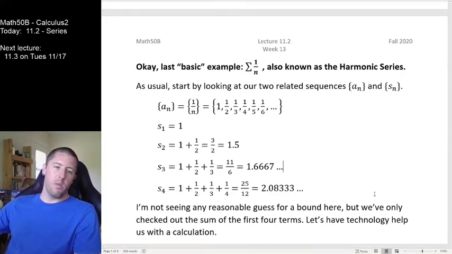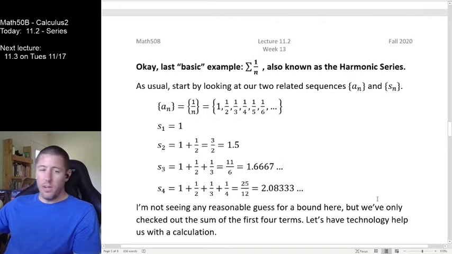It obviously gets over 1. It obviously got over 2. It's not obvious to me that it's going to get over 3. I'm not sure about that. But we've only checked out the first 4 terms.